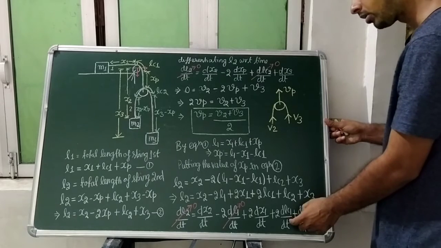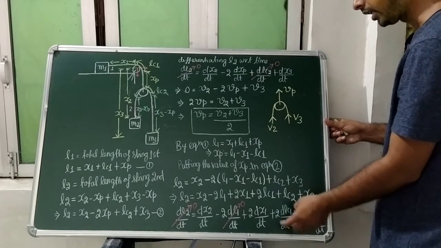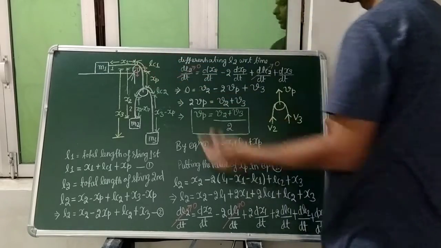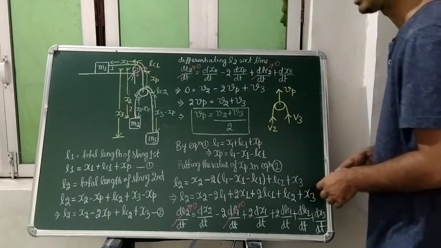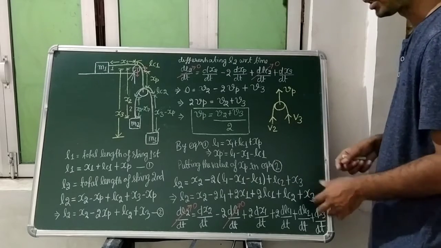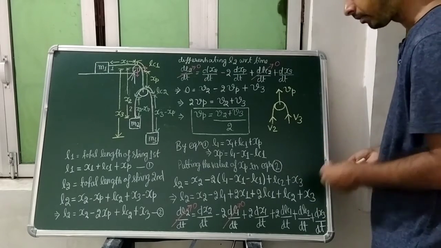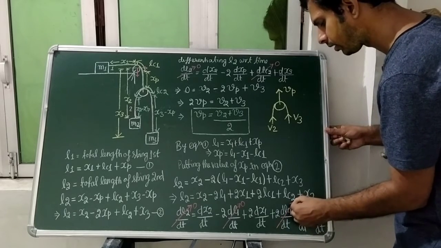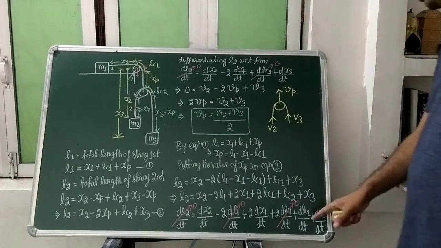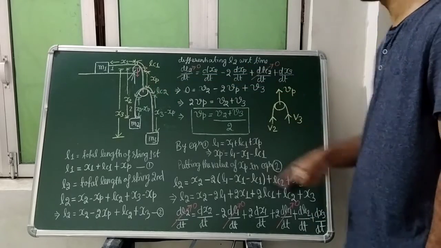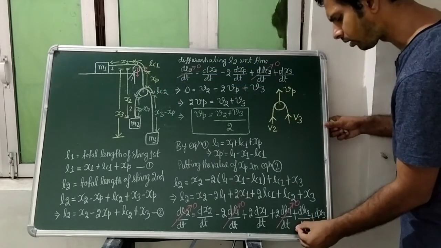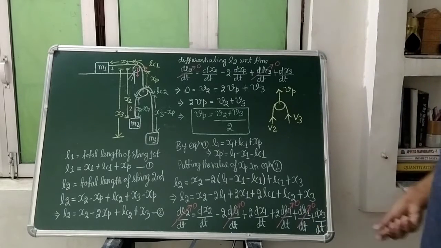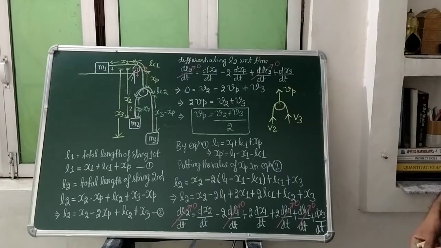And of course, here we are differentiating with respect to time. The length of the string over this fixed pulley we have represented by lc1, that is also constant. Again and again we will get the same length here. So that is also constant. So differentiation of a constant will be equal to 0. And in the same way, the length of the string over this moving pulley will also be constant, and the differentiation of that will also be equal to 0.